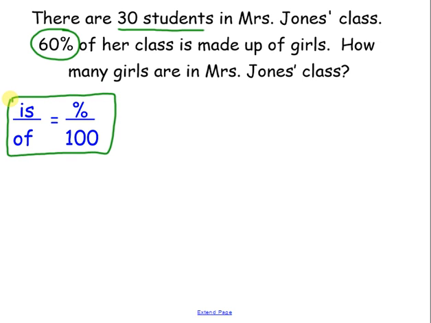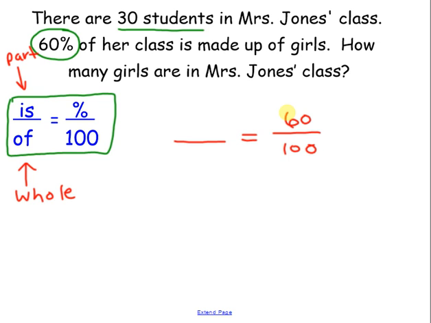It has not changed. But I want to remind you, the "of" is the whole, the complete. The "is" is the part. Okay? So set up your fraction bar, set them equal to each other. The 100 is always our freebie. We have a percent, which is 60. Let's read the problem one more time.